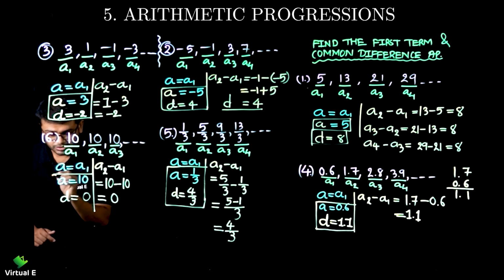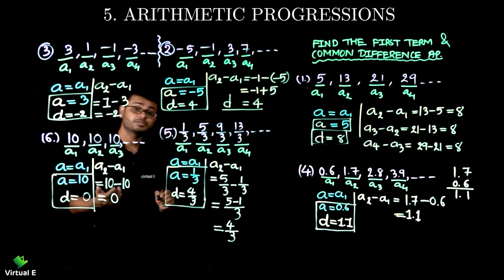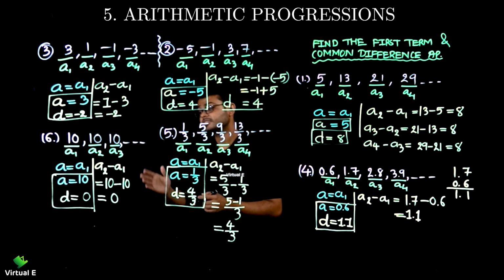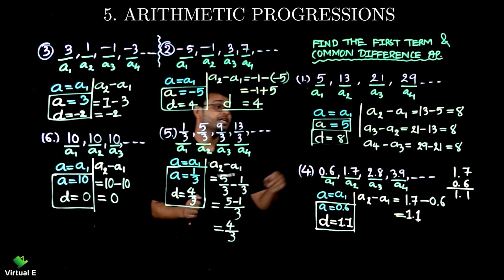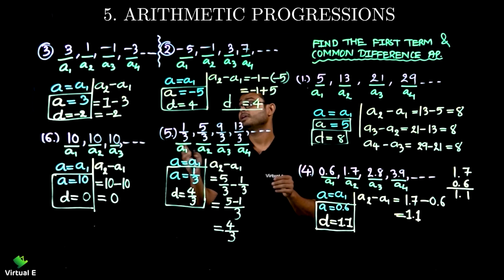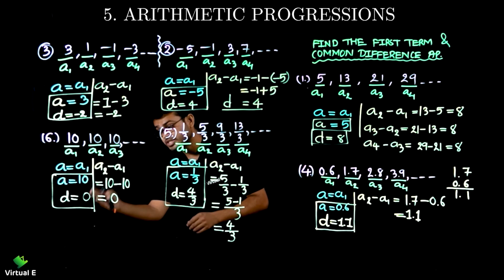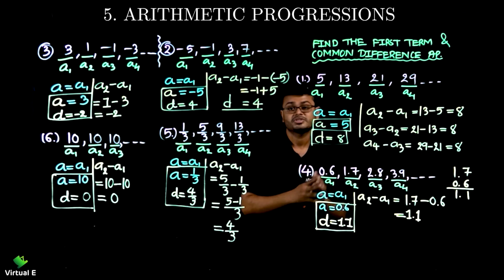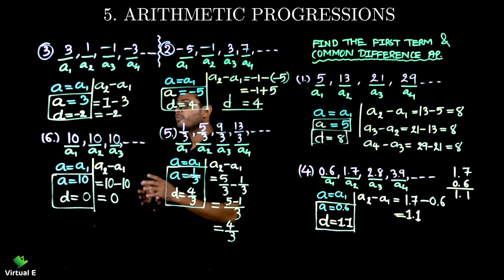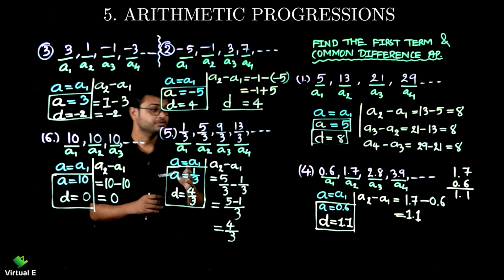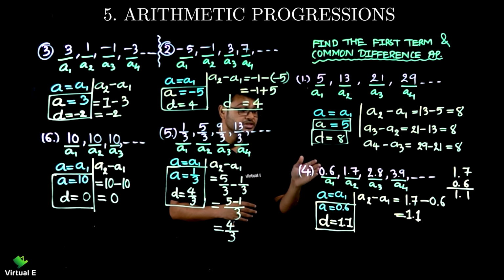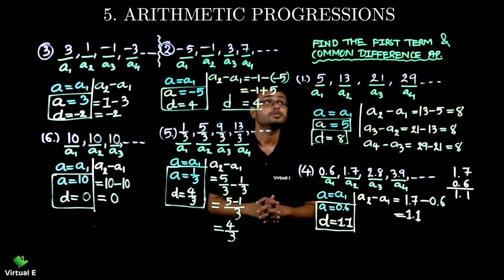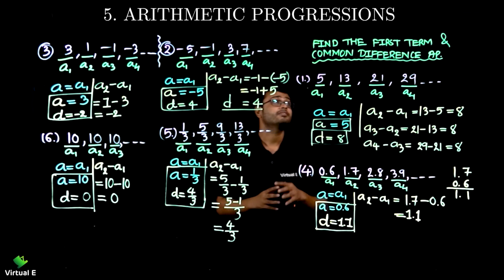Finish. No need to get so emotional over here about why it is possible, that 0 is not possible, negative is not possible. We discussed this in the first session. The difference can be positive, it can be negative, it can be 0, it can be a fraction, it can be a decimal. So this is how we deal with situations when we have fractions, decimals, negative difference, positive difference. This is how we find the common difference in an AP.